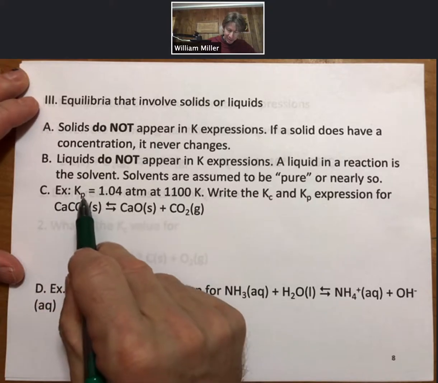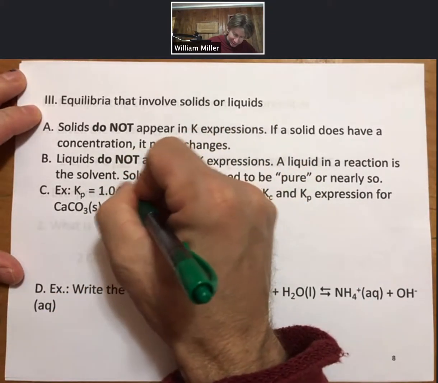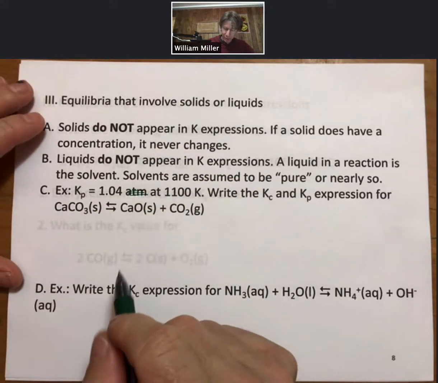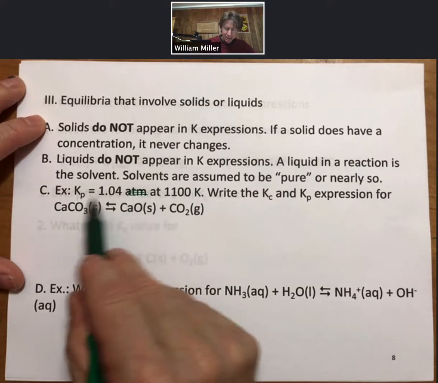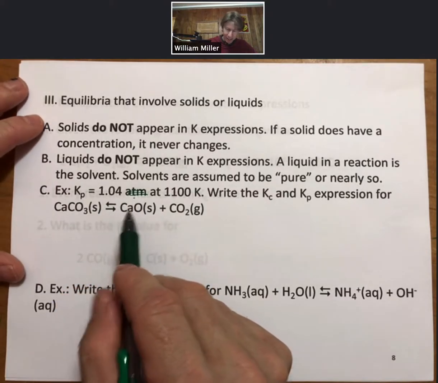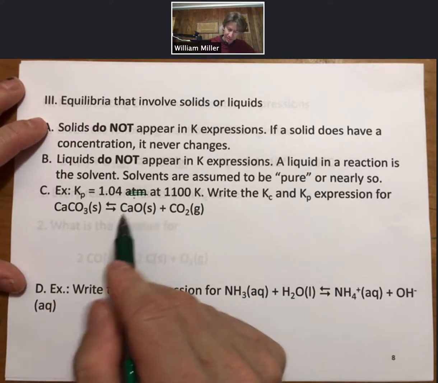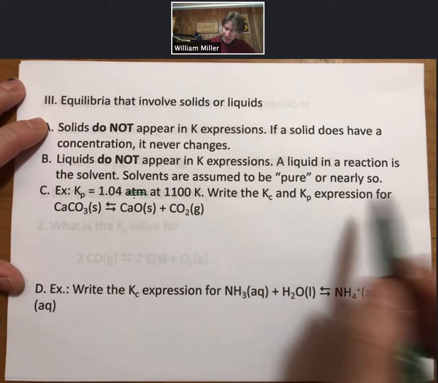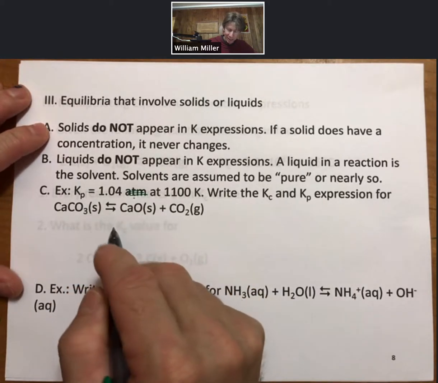Here's an example. It says Kp equals 1.04, and it says units there, but it shouldn't, 1.04 at 1100 Kelvin, because we use atmospheres for our partial pressures for those. It says write the Kc and Kp expression for this reaction in which there are two solids.